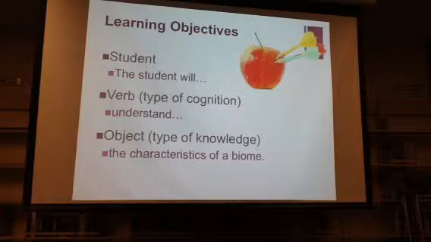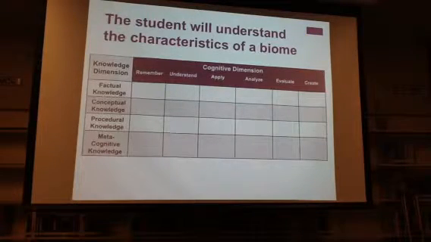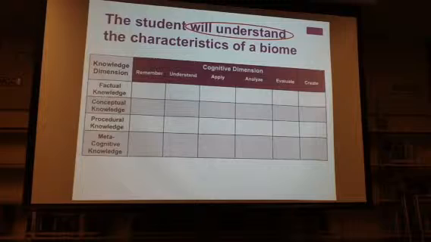You all know how to write them. We are all taught how to write these. The student will, verb, understand, and the object in this case is going to be the characteristics of a biome. Okay, that's our standard. So where would that fit on the table? First of all, we would circle understand. We're going to do that because that is the what? That is the verb. That is the cognitive process we're going to ask them to do.